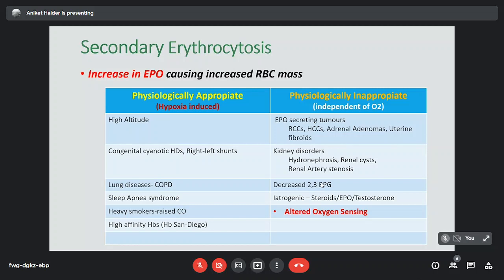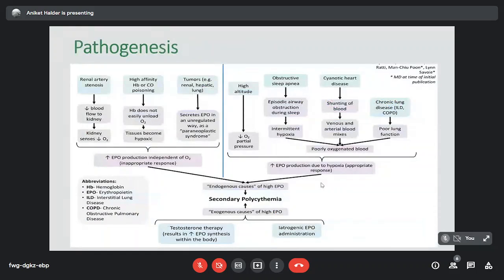There are also certain conditions in which there is altered oxygen sensing, which I will be discussing later in the slides, which also leads to increased erythropoietin with resultant increase in red cell mass in normoxic patients. So this is the chart for the pathogenesis, to understand the pathogenesis of secondary erythrocytosis which we have already discussed.